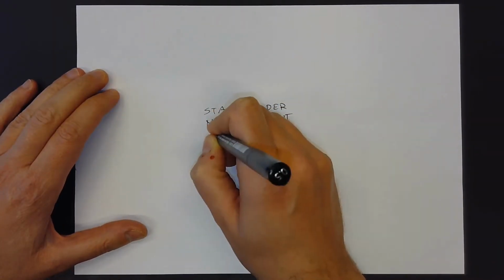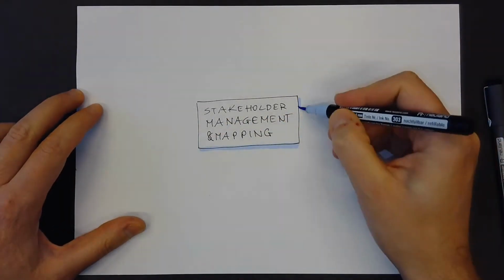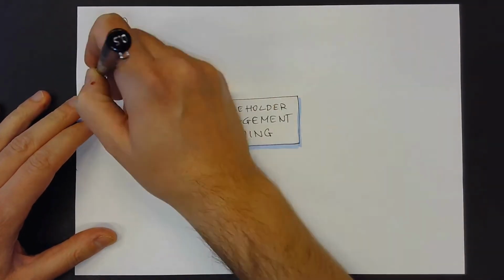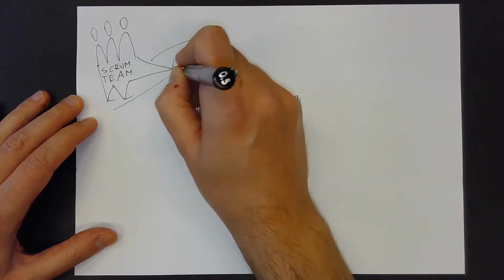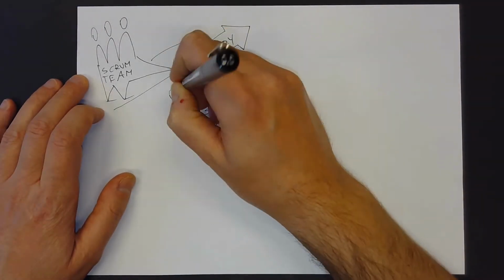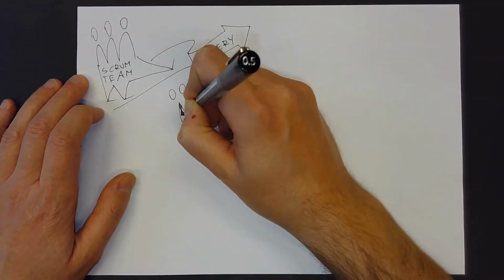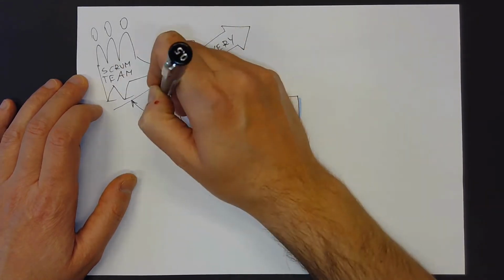Welcome. In this session, we will be talking about stakeholder management and stakeholder mapping. Stakeholder management is a critical component to the successful delivery of any activity. The Scrum team heavily relies on involving their stakeholders, and for good reason. You need them to validate your assumptions and to determine what is valuable and what isn't.